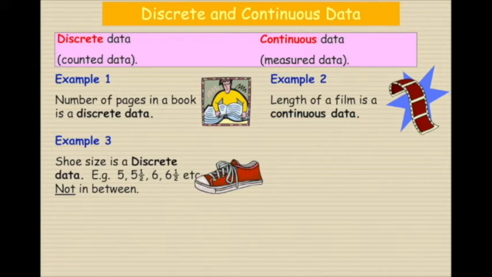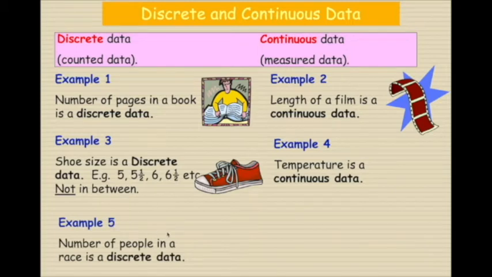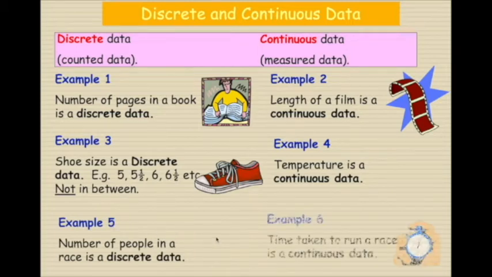It is a discrete data because, for example, you only have a shoe size of 5, 5.5, 6, 6.5, etc. You have nothing in between. You don't have 5.1, 5.11. You don't have those. That's why it is considered a discrete data. Temperature is a continuous data, obviously. A number of people is a discrete data, and the time taken is a continuous data.